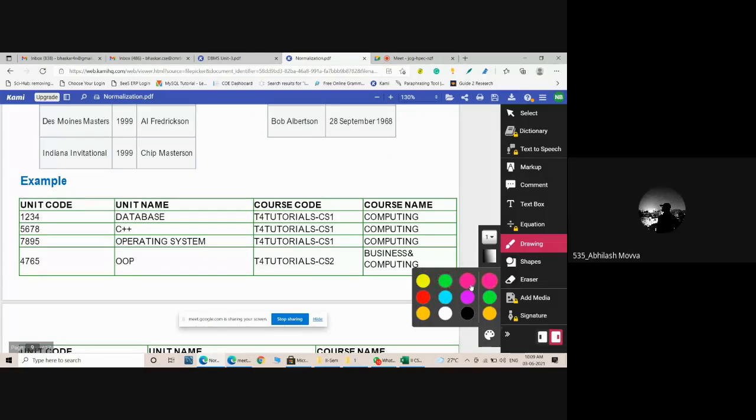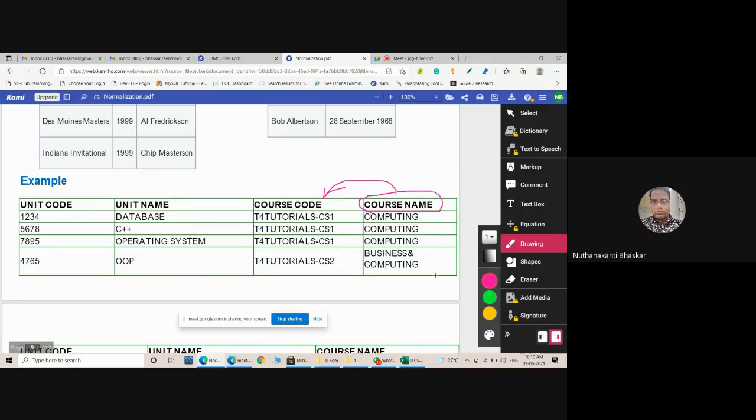Course name depends on course code, and unit name depends on unit code. Very good. Course name depending on course code, 100%. Now, course code and unit name depending on the unit code. Yes or no? Yes, sir. Then how to write this functional dependency?